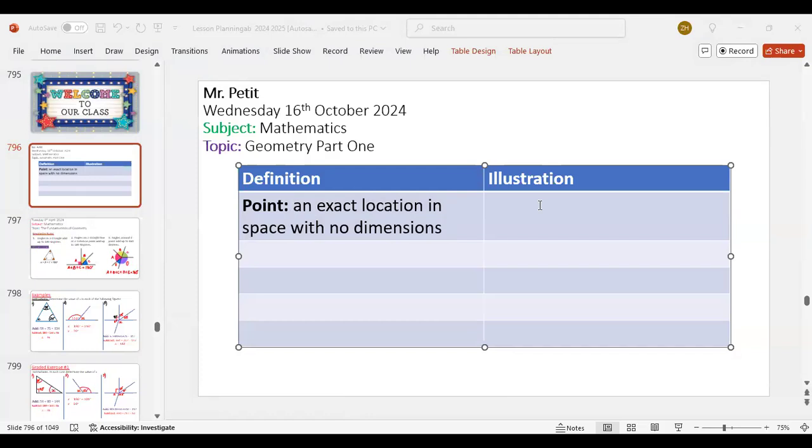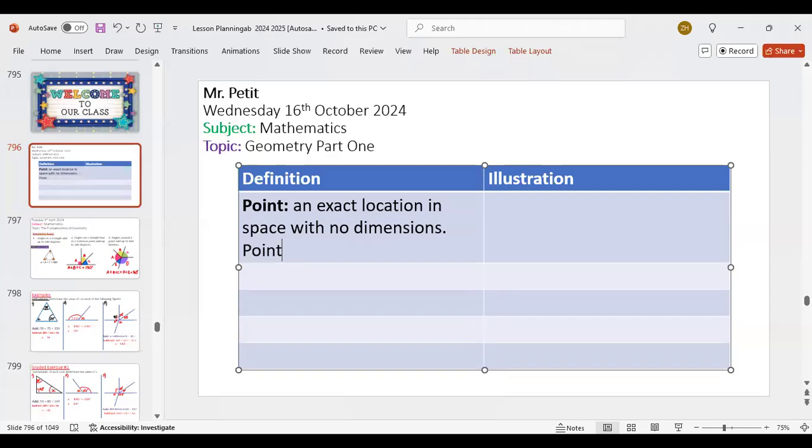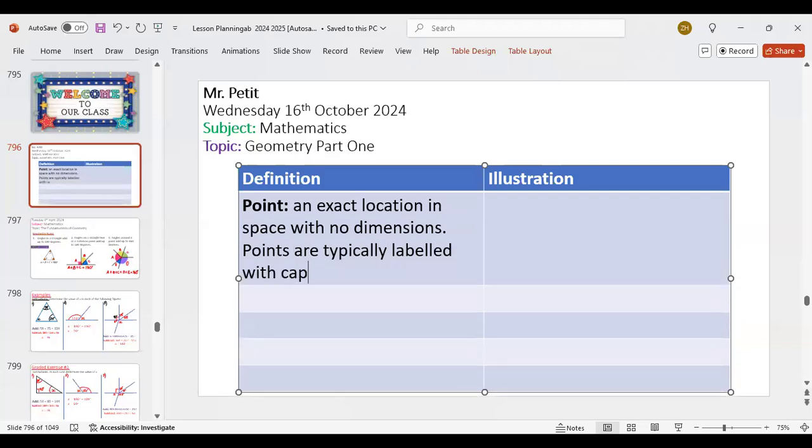How do we label our points? We label them with letters. Typically in geometry, we label them with what type of letters? Uppercase letters. So points are typically labeled with capital letters.